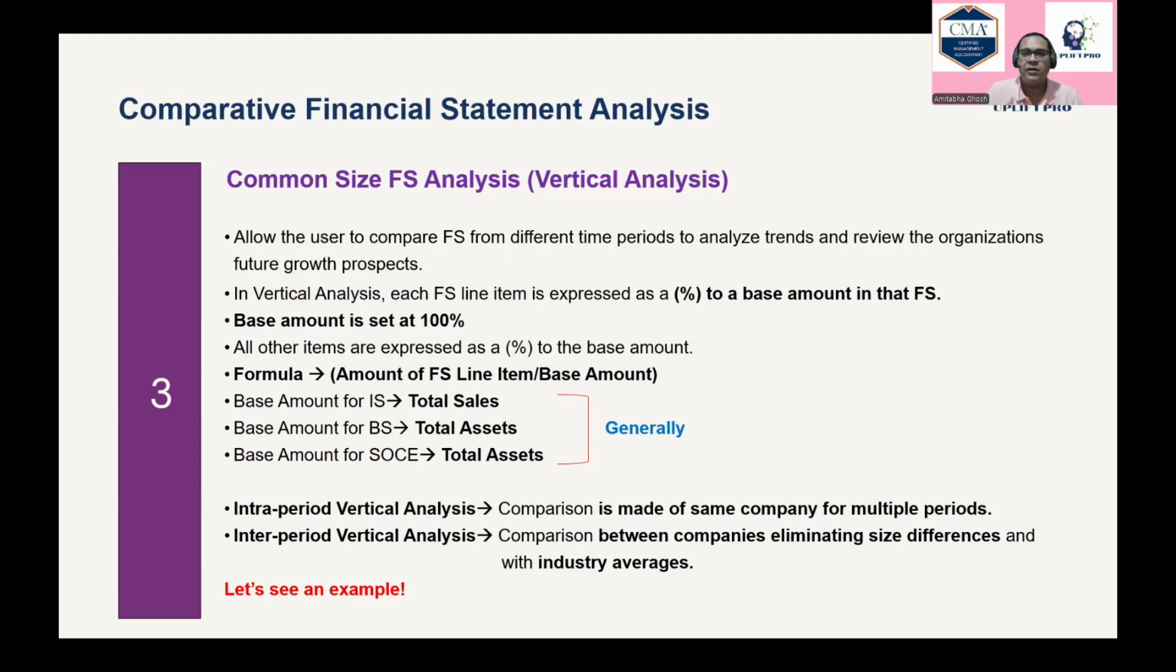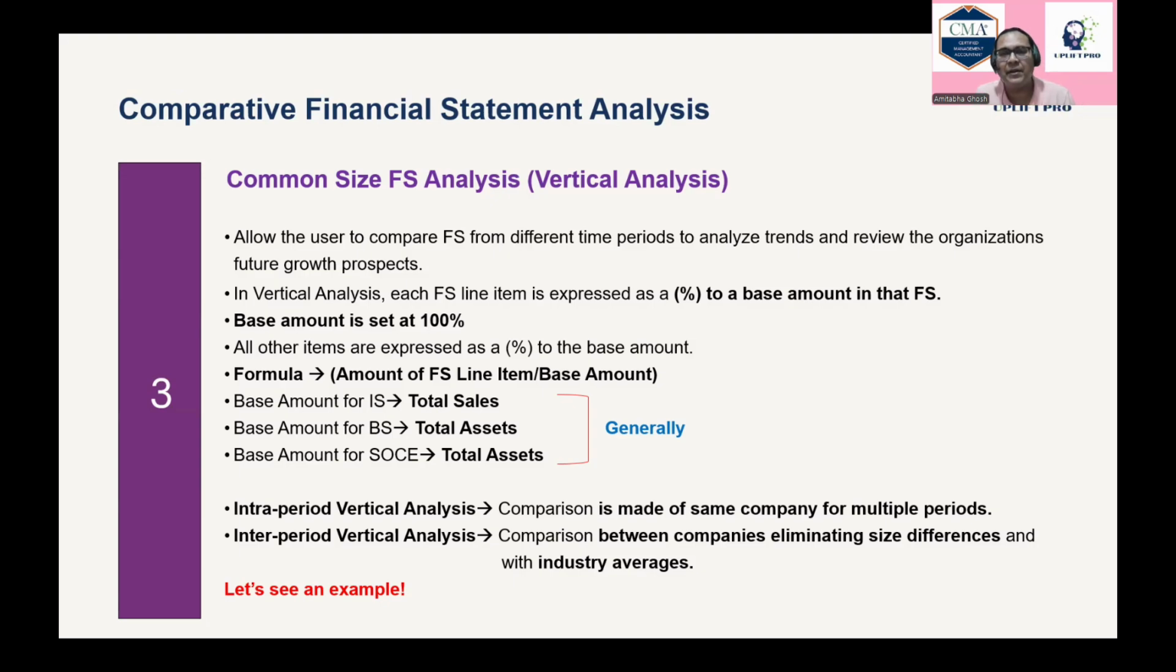Fine. And the base amount for an income statement is generally the total sales, for a balance sheet it is the total assets, and for the statement of changes in equity, it is again normally taken as the total assets. Now, the vertical analysis helps us in doing both the intra-period as well as inter-period analysis. When we are doing intra-period, we are doing the comparison for the same company for two or more periods. And when it is an inter-period analysis, we are comparing between different companies.